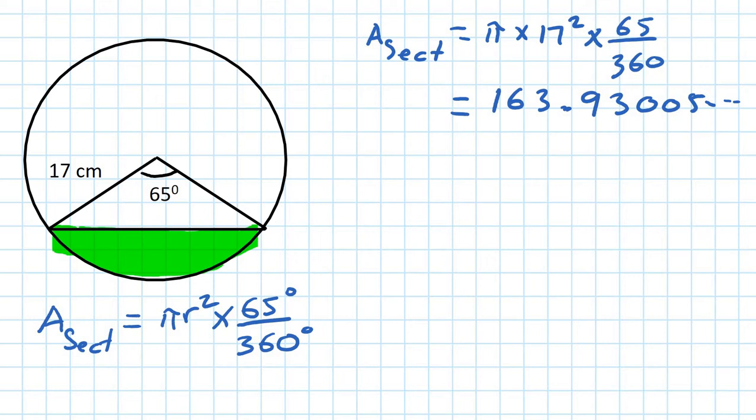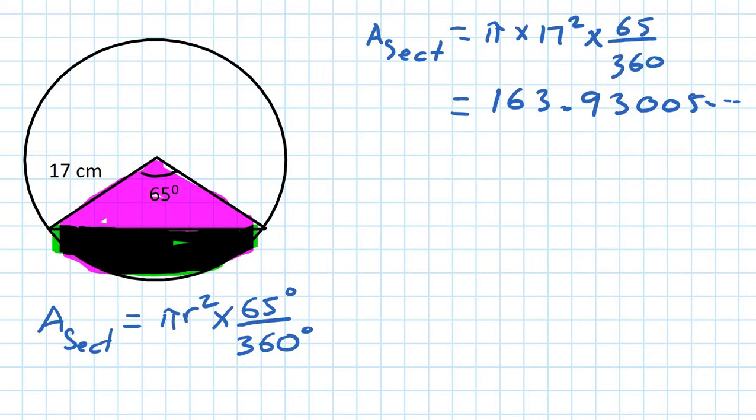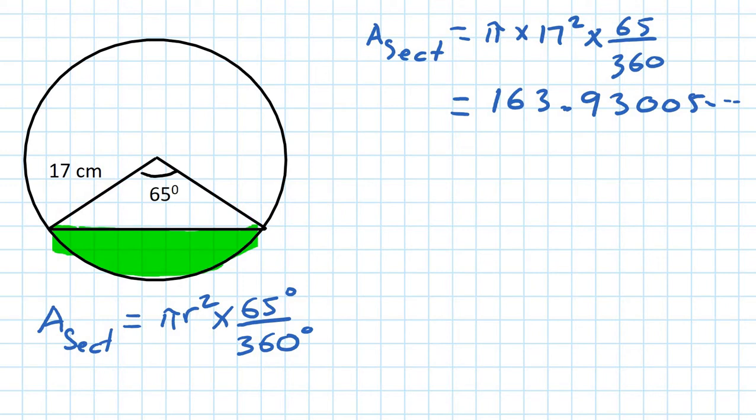Now I need to find the area of the triangle. So the area of the triangle is this one here. So far we already have the area of the sector, which is the whole lot, this one here. I'll just highlight for you. So far we did this, this one here. Agree? Now we just need to minus the area of the triangle. So that's how it is.